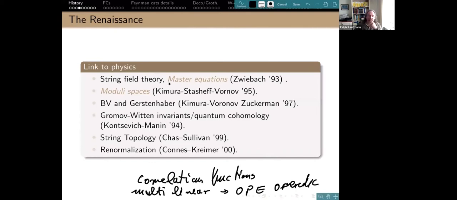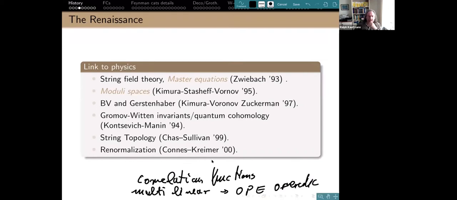And you can trace this, it also connects with the geometry of moduli spaces for the first time. In master equations, the Sribas 93 paper, these were constructed by Kimura, Stasheff, Voronov. You have BV and Gerstenhaber, so the algebraic structures interacting with the geometry. And BV, of course, like Batalin, Vilkovisky. And Kimura, Voronov, and Zuckerman wrote these things down.